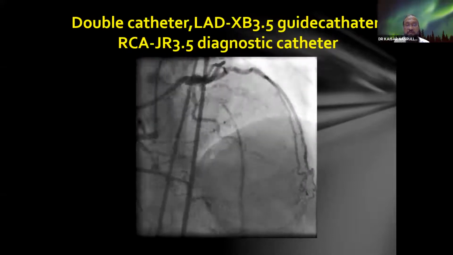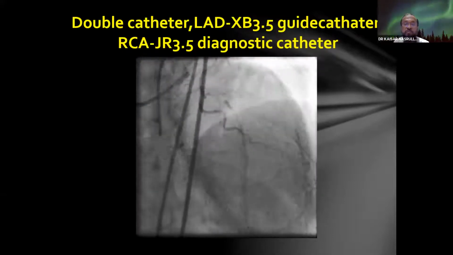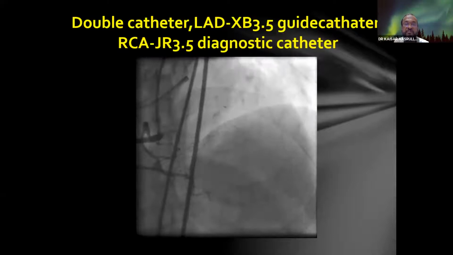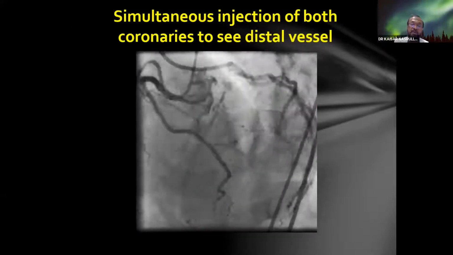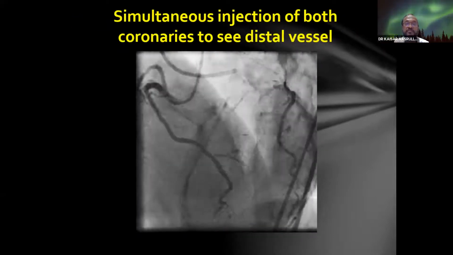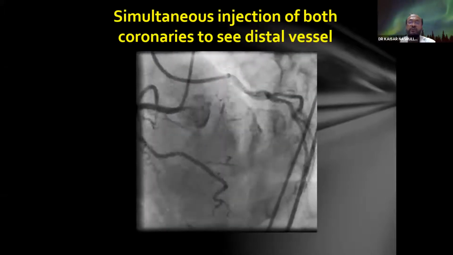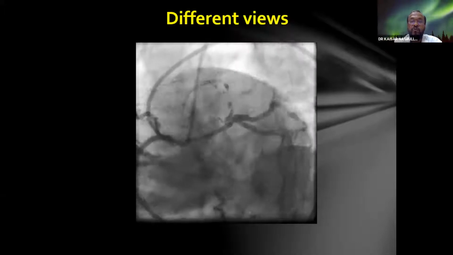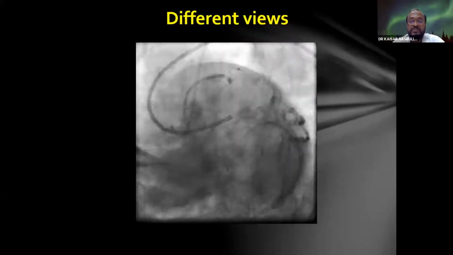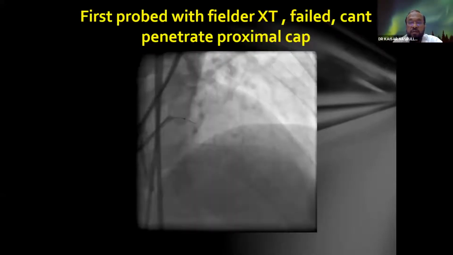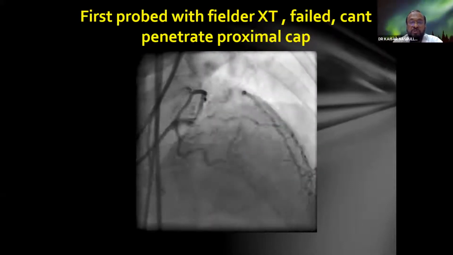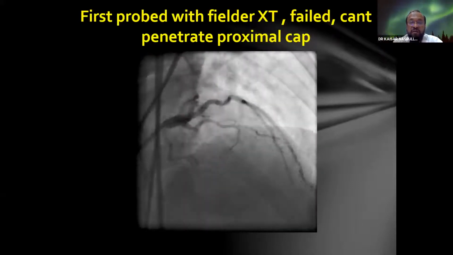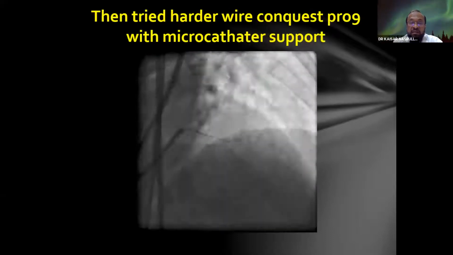Now this one, I took a retrograde shot with a diagnostic JR and XB through left channels, and again contralateral views, orthogonal views to ascertain lesions, both by bilateral injections. And now first I probed the proximal cap with the Fielder XT wire, but the cap was very hard and it was not going.